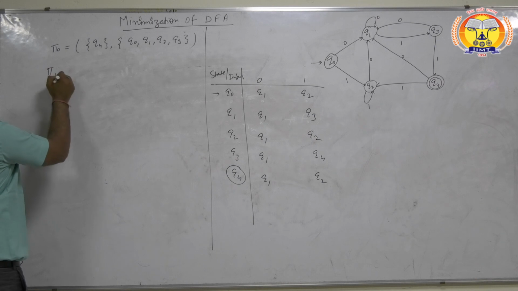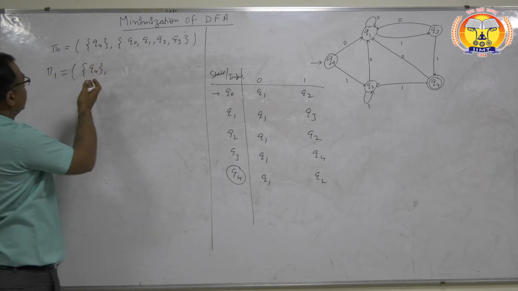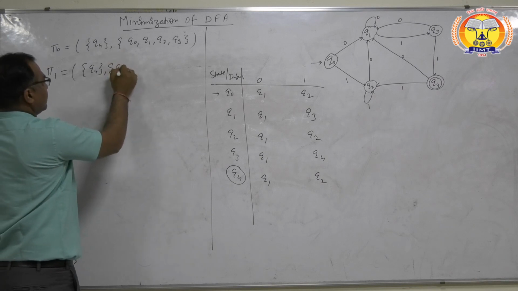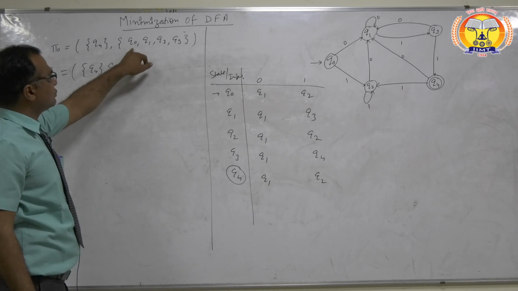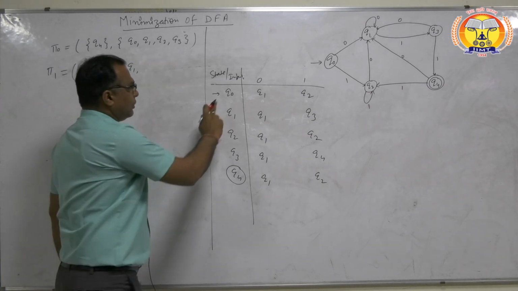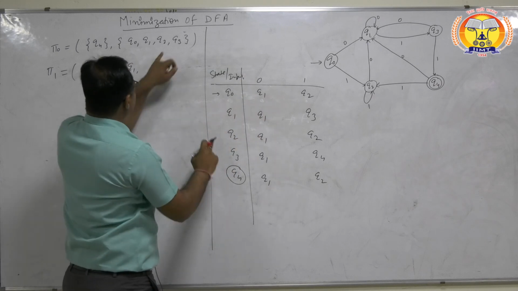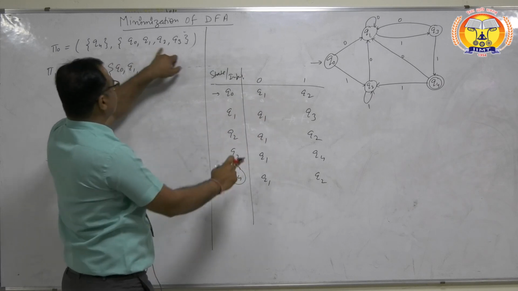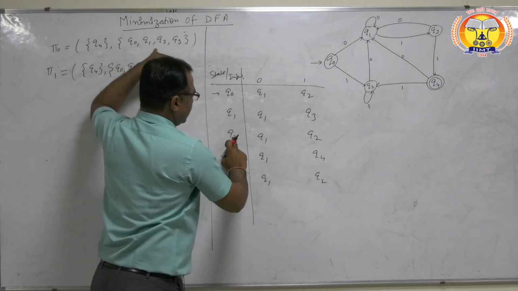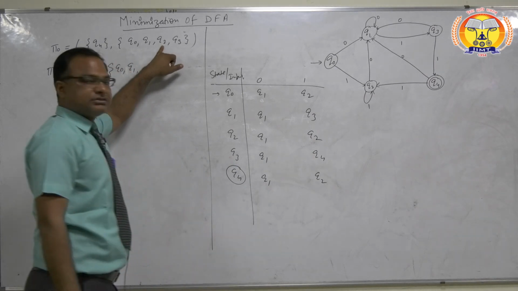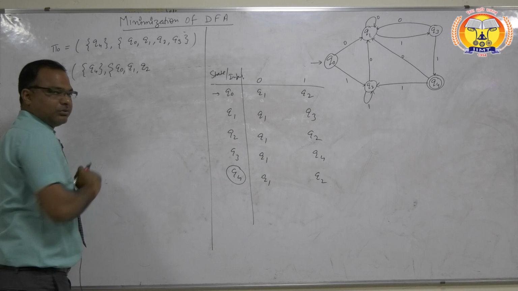So we are calculating pi 1 here. Q4 is added separately because it has only a single element. Now Q0 and Q1 are one equivalent. Now we have to check whether Q0 and Q2 are one equivalent or not. On Q0, when we apply input 0, we get Q1, and on Q2 we also get Q1. It belongs to the same set. On 1, Q2 and here Q2. This also belongs to the same set. So this is also one equivalent to Q0.